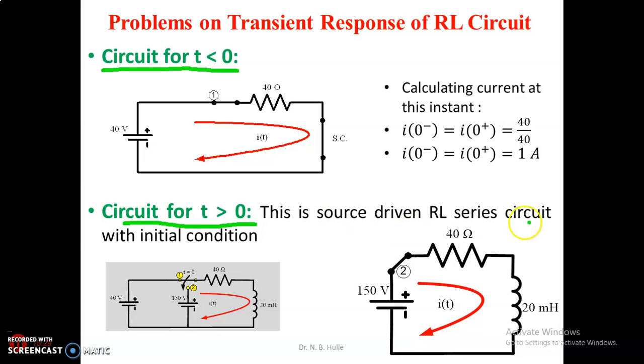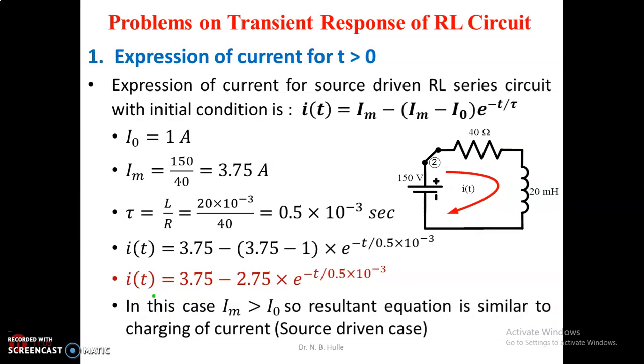This is a source driven RL series circuit with initial condition. Here, if we shift the switch to position number 2, this part of the circuit will be active, that is 150 is the applied voltage. Here the 40 ohm is the resistance and 20 millihenries is its inductance. And here we will find the expression for current for t greater than 0.